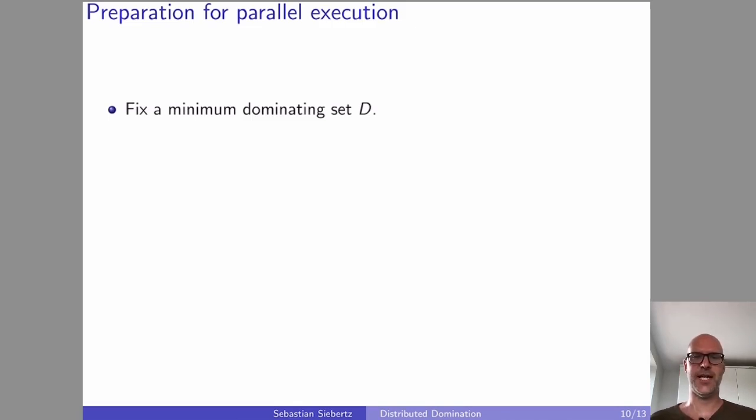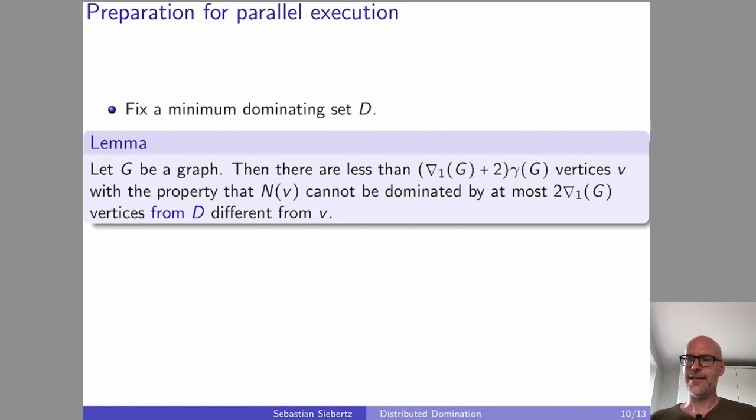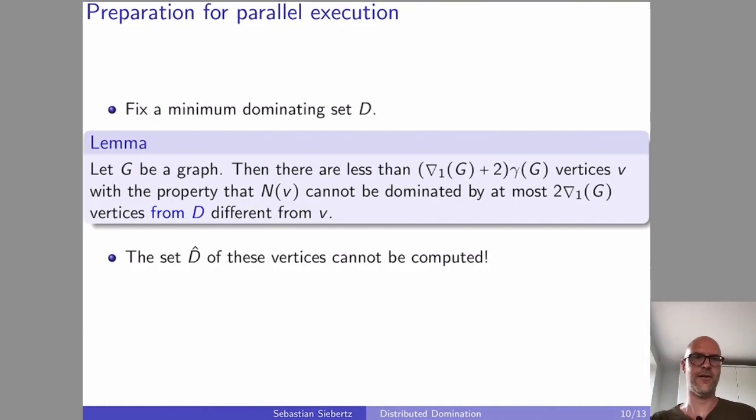Now, in fact, the lemma shows something even stronger. If we fix a minimum dominating set D, these were the upper vertices in the proof of the lemma, then there are only few vertices with the property that the neighborhood cannot be dominated by few other vertices that come from D, not globally in the graph, but in fact from the unknown set D. We cannot compute the set D hat of vertices that have this property, but it will be very useful in the structural analysis of our dominating set algorithm that there is this set D hat of hidden vertices, of vertices whose neighborhood cannot be dominated by at most a constant number of vertices from the optimum dominating set.